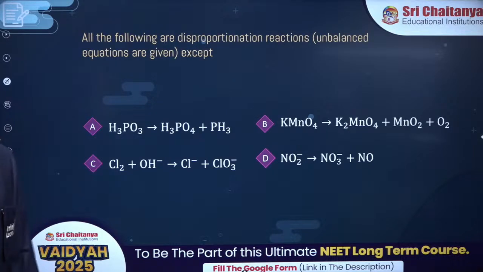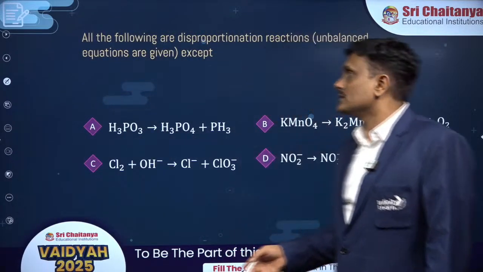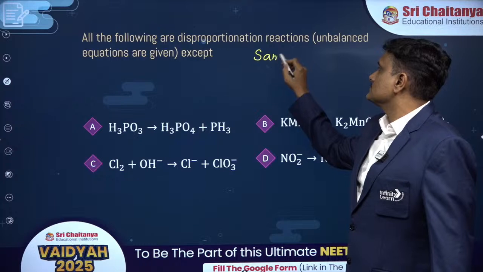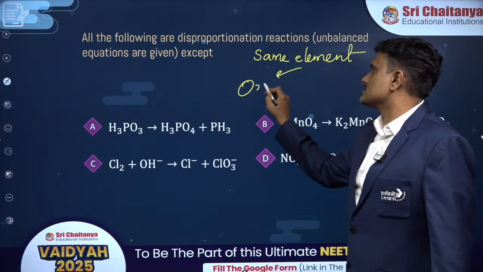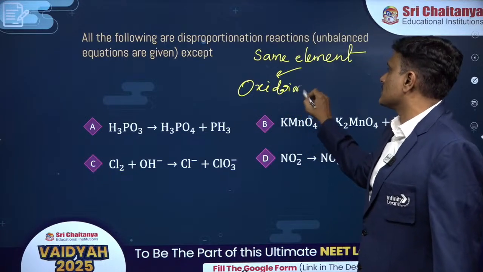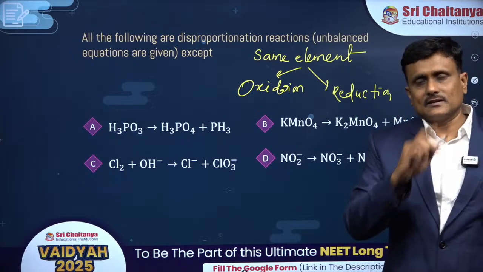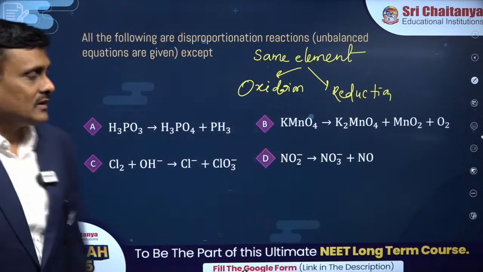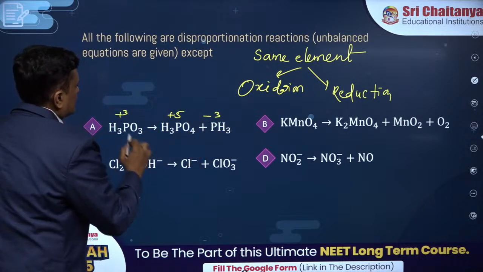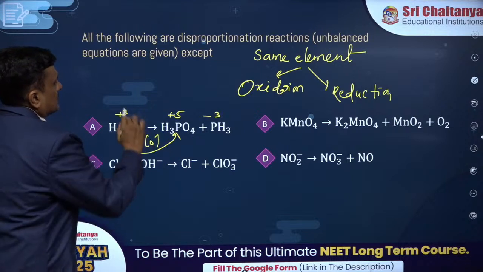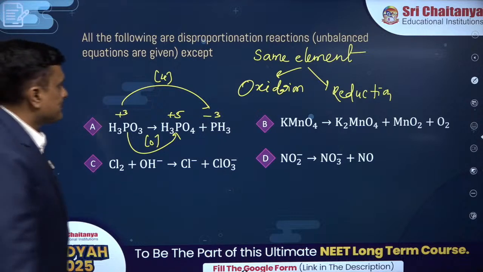Among the following, which is not a disproportionation? Another simple question. Disproportionation reactions are those in which the same element undergoes oxidation and reduction. For that you need to check the oxidation states of the elements. Here it is plus 3, plus 5 and minus 3. So plus 3 to plus 5 is oxidation, plus 3 to minus 3 is reduction. So yes, it is disproportionation.